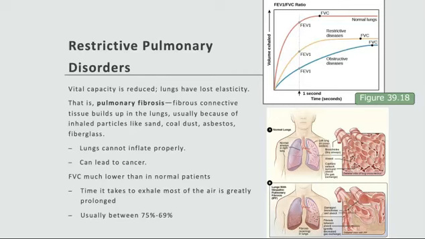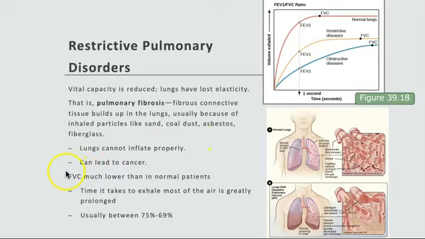So our vital capacity is reduced when we have a restrictive disorder like this because the lungs have lost their elasticity. So we mentioned pulmonary fibrosis, where we see some of the fibrous connective tissue building up in the lungs, and it could be due to inhaled particles such as sand, coal dust, asbestos, and fiberglass, and essentially cause the lungs to build up scar tissue. So now our lungs cannot inflate properly, and it can also lead to cancer, especially when we are talking about these foreign substances being within the lungs.